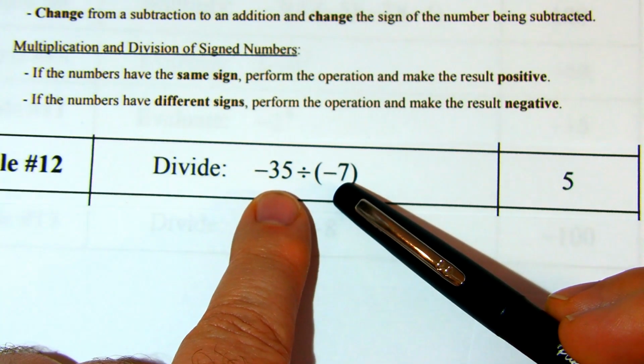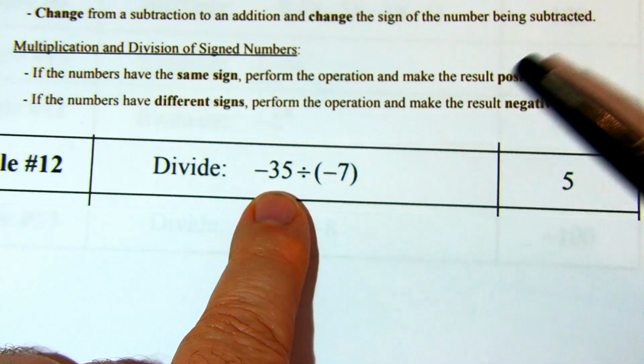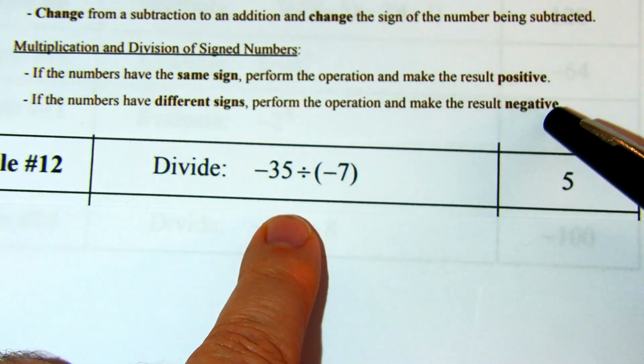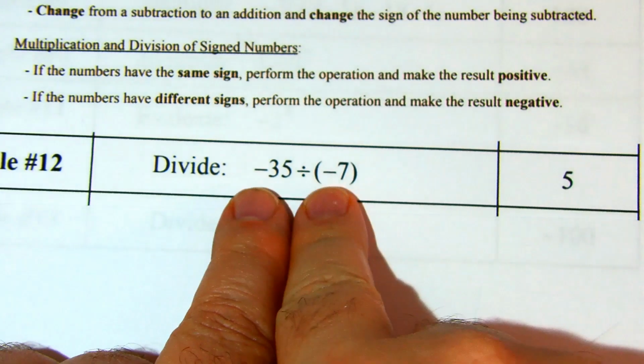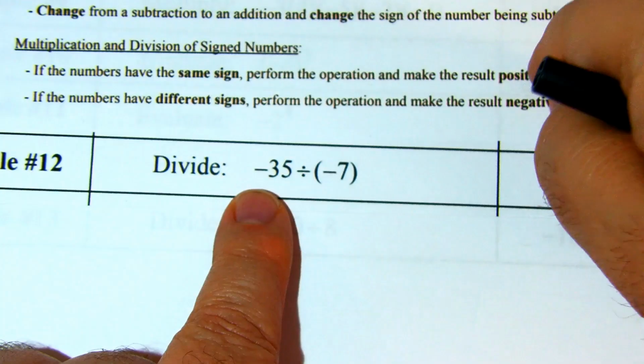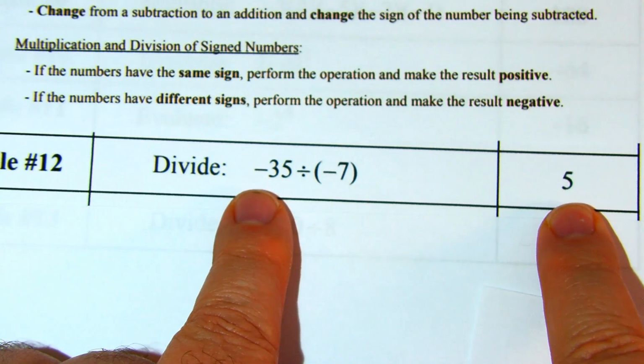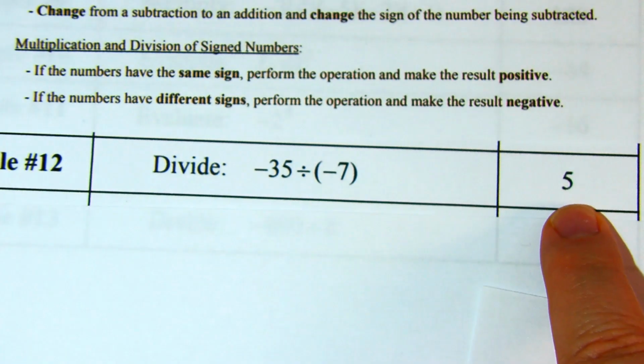Now, is it a positive 5 or a negative 5? And the way you decide if it's positive or negative is if the two signs were same or different. And the two signs are the same. Same gives me a positive 5. So you'll see the answer is positive 5.